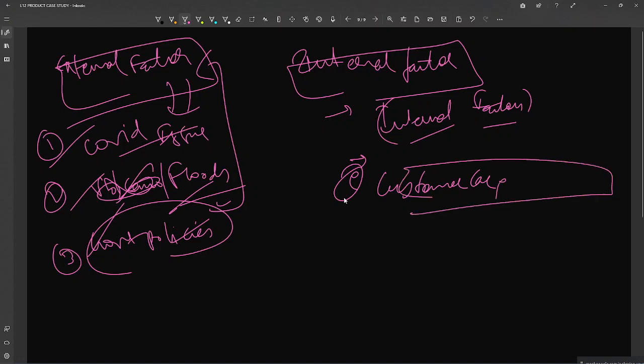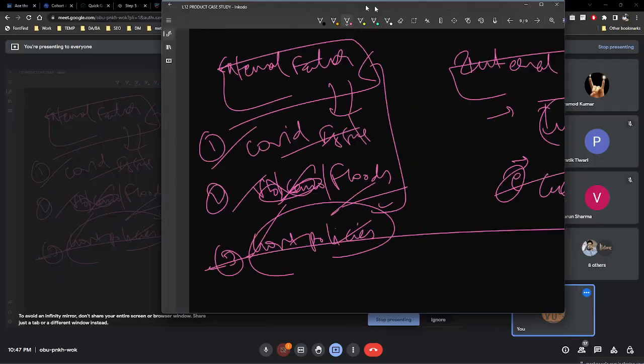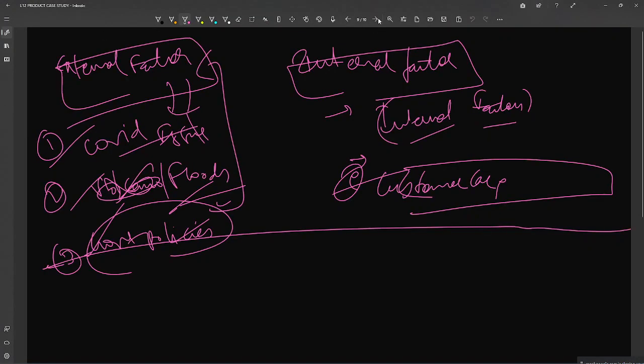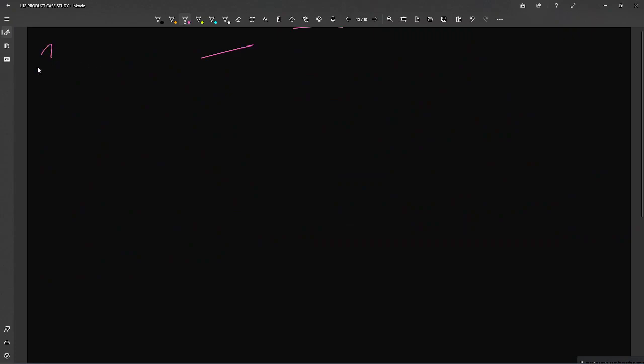I think good work, guys. We have covered a lot of the pain points of the customers, right? Now we will move to the next problem. I think the third point also we have covered.